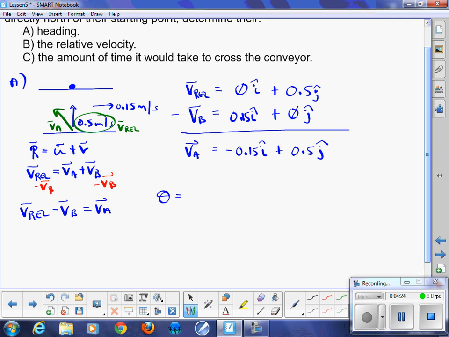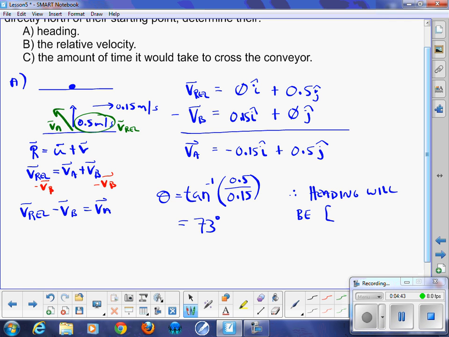So A part wants the heading. So tan inverse of the 0.5 over 0.15. And again, I don't need the negative in there, because I know the heading will be, we're going to head negative, so it's going to be west, 73 degrees north.